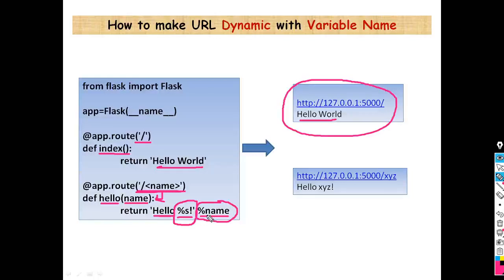Okay, so look here again. The app route URL is slash and the parameter is name. You should write this parameter name within a pair of angle brackets, so it will identify it as the name of a variable. And this name should be given within the function as an argument. So hello is the function name and name is the argument. These two must be the same.